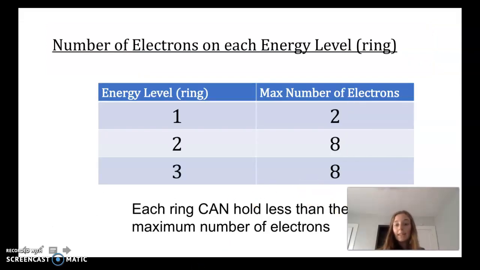Like we said, each energy level has a different number of electrons. In this class, we will be using this table to help us. We will not go past 3 energy levels, as those would be very big Bohr models. Our first energy level will always have a maximum of 2 electrons. Our second energy level has a maximum of 8 electrons, and our third also 8 electrons. Each ring can hold less than the maximum number of electrons, but it can't hold more. In this class, we won't see any that hold more than that.